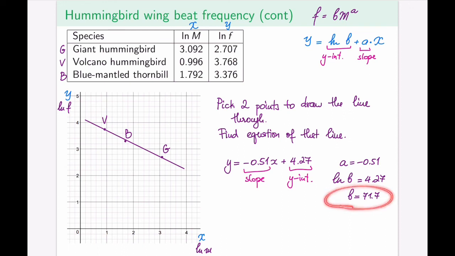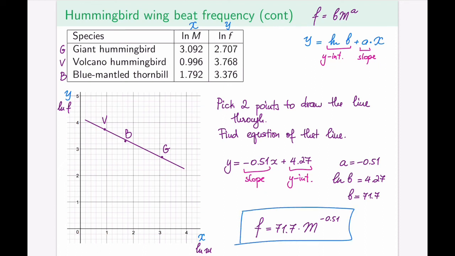I have the value for a, I have the value for b, which means that I have my original model fully solved for. So rewriting this in terms of my original model, I have that the relationship between the beat frequency of the bird's wings is the value for b, so 71.7, times its mass, m, to the power of a, minus 0.51. This is an extremely powerful technique because let's think back about what we actually did.